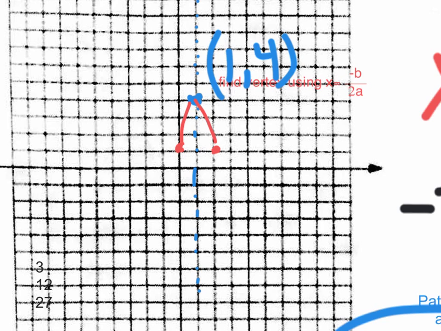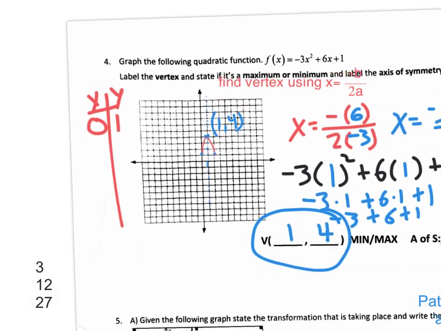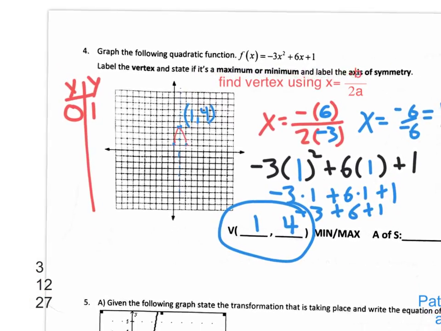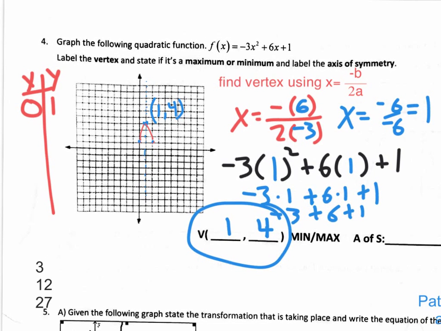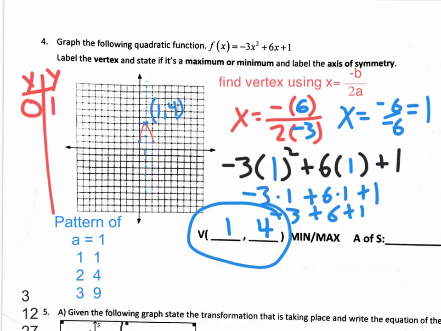Now, the other option would be to use your pattern of 1, 1, 2, 4, 3, 9. So the pattern 1, 1, 2, 4, 3, 9 is right here, and that's the old pattern when your a value is equal to 1. But does this a value equal 1? No, it has an a value of 3. Well, technically negative 3, but we're just going to pretend it's 3.